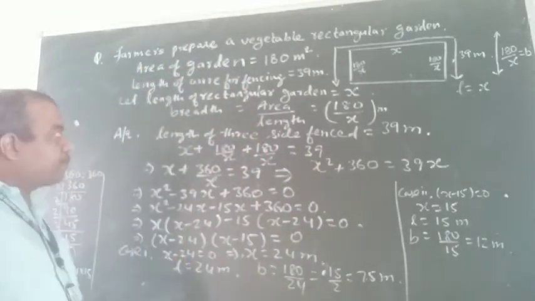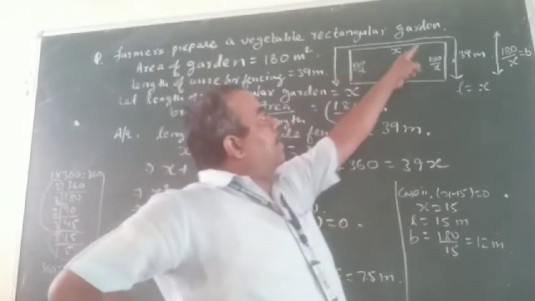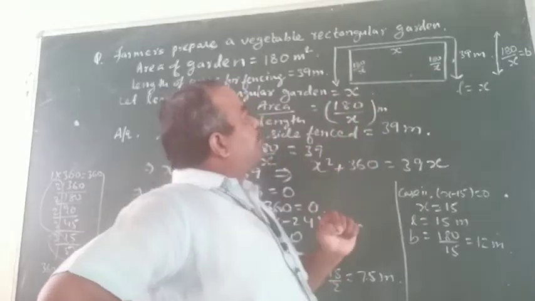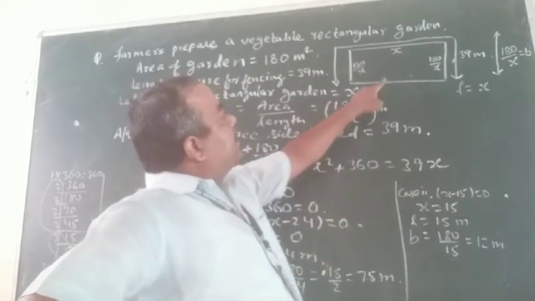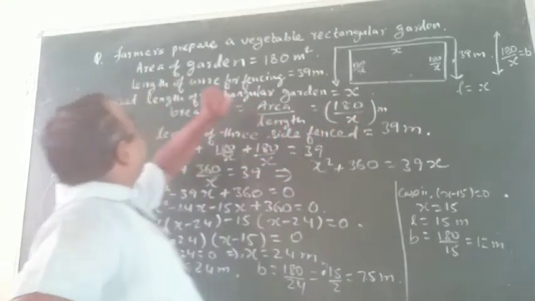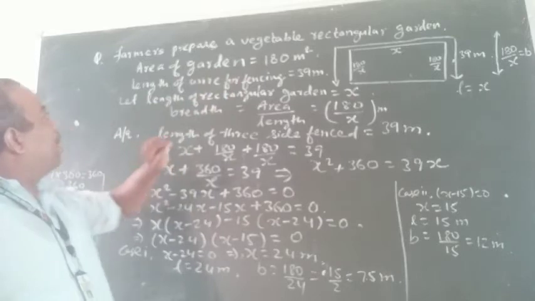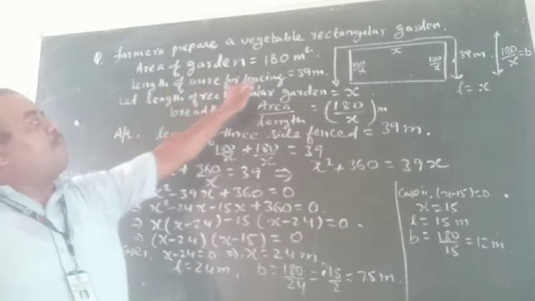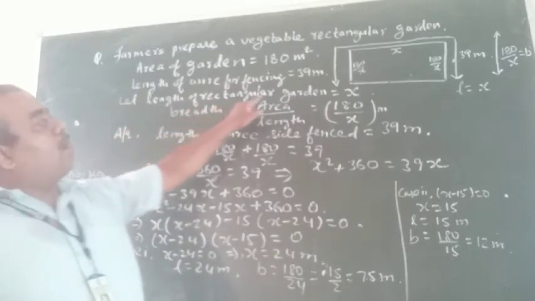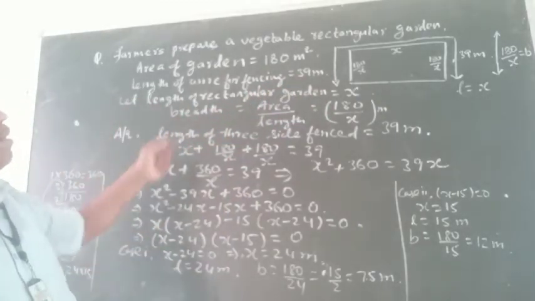Now look here. I suppose this is the garden. Okay, this is a rectangular shape. Length of this garden is x. Okay, I have written: area of the garden is 180 meter squared. Length of wire for fencing is 39 meter. First, I suppose the length of the rectangular garden is x. Clear? Now, how could we find the breadth?